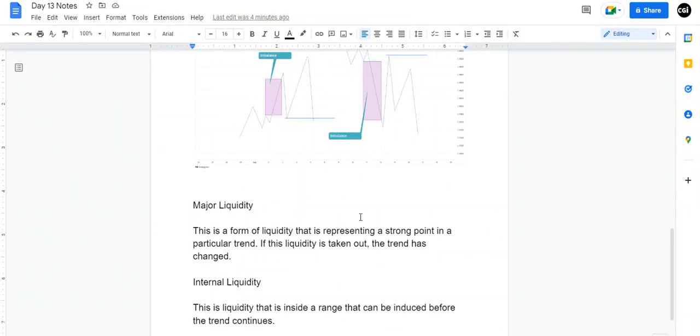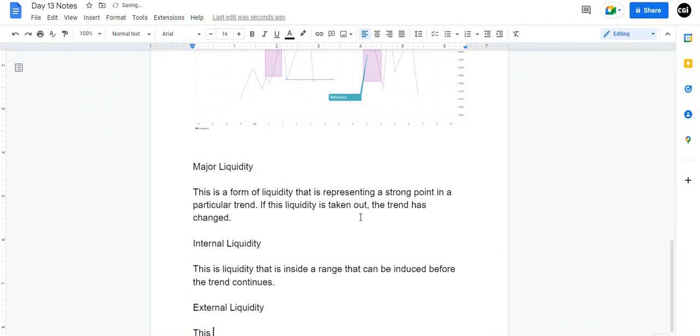And the last one I was supposed to speak about is external liquidity. This is liquidity that we expect price to take out to show signs of trend continuation.